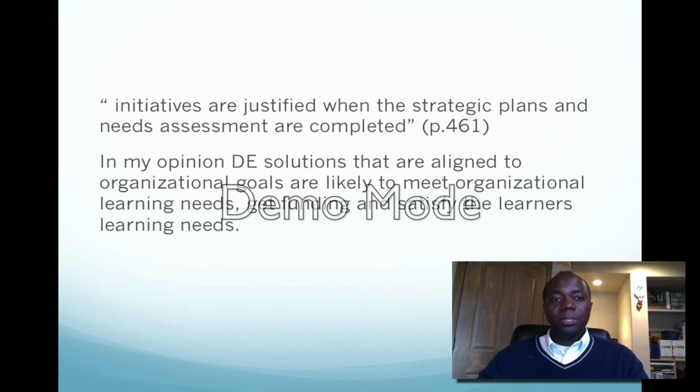It's worth mentioning that initiatives are justified when strategic plans and needs assessments are completed. In my opinion, distance education solutions that are aligned to organizational goals are likely to meet organizational learning needs, get funding, and satisfy the learner's learning needs in distance education programs.